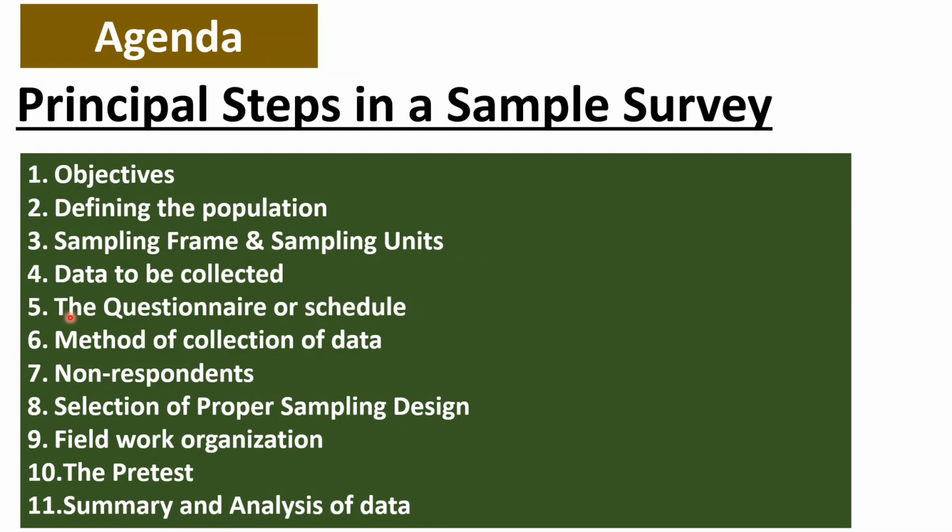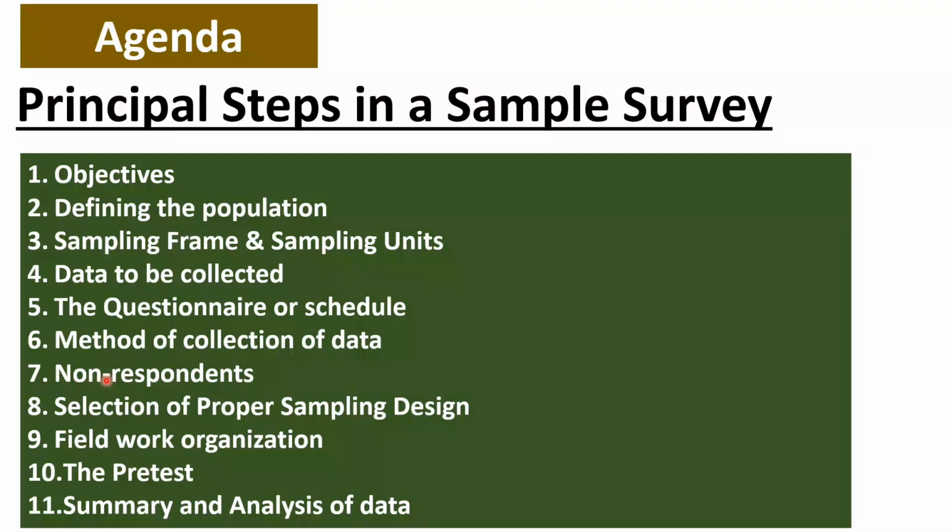And the fifth one is the questionnaire or a schedule. According to your resources, your time, and your budget, you need to select any one of the methods, that is the questionnaire method or a schedule method. But both have pros and cons. And the sixth is the method of collection of data, which is nothing but the interview method or a questionnaire method. I have given clarity about the sixth step and all the steps, but in order to remember all the steps, I am giving a summary of it.